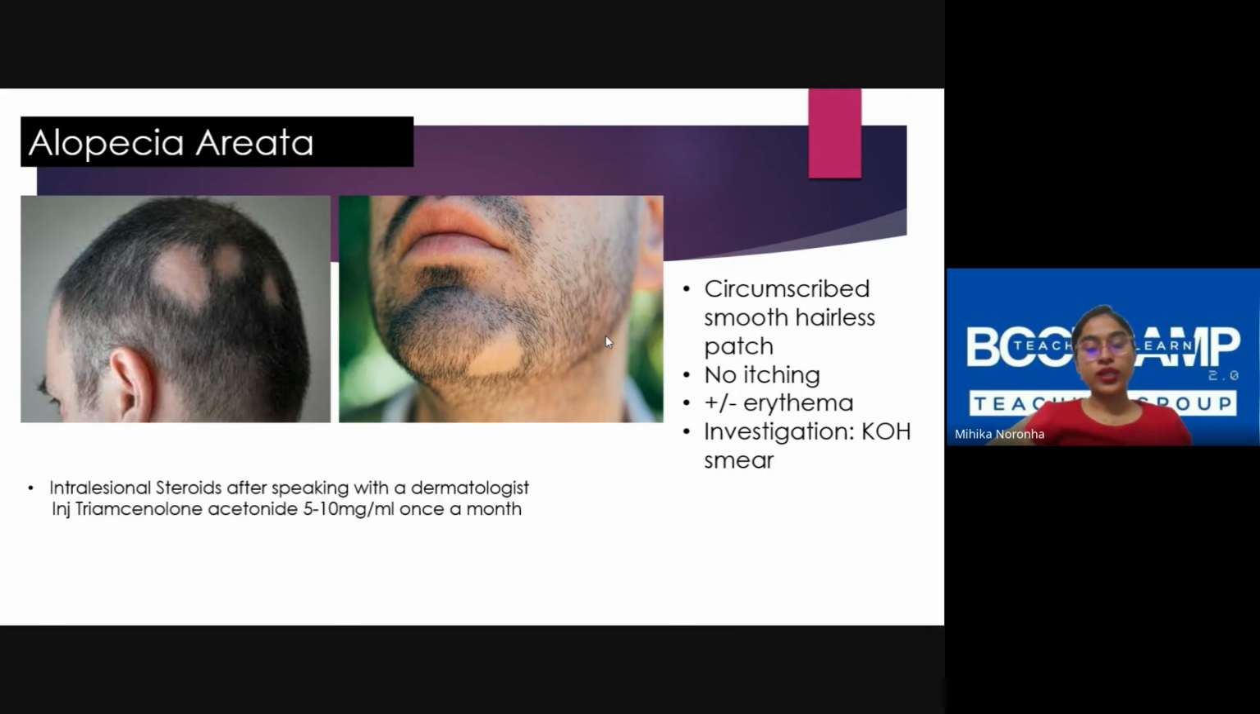There are other ways of doing this. We use things like DPCP, anthralins and so on. But you don't need to do that in your center. Intralesional steroid, if there are 1 or 2 patches, is a very good option. 5 to 10 mg per ml once a month. So 10 mg is what you get. You get 10 and 40. Please don't use 40 for this. 40 is only for keloids.